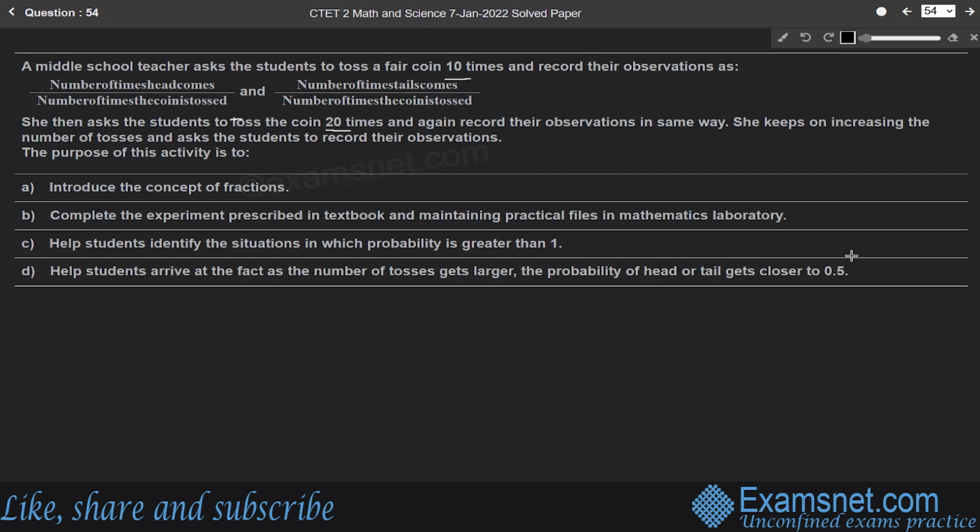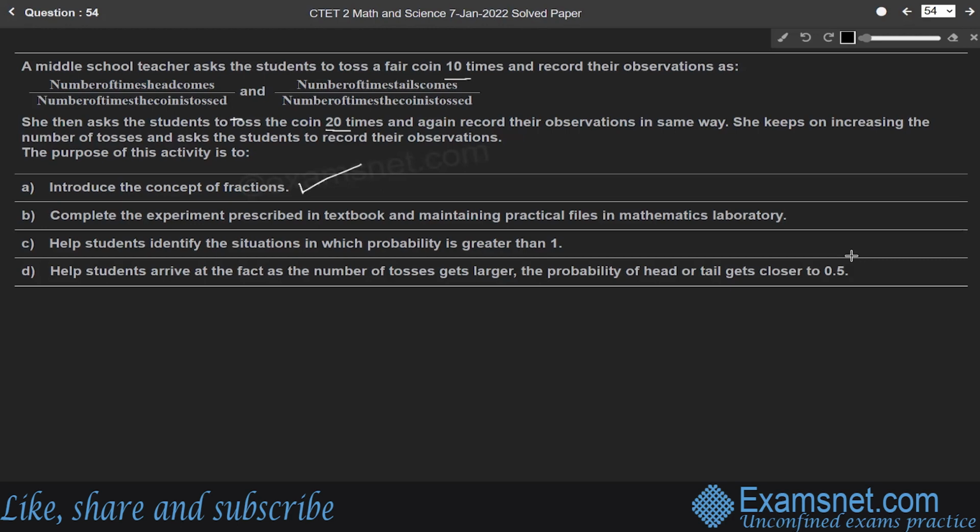The purpose of this activity is to introduce the concept of fractions, complete the experiment prescribed in textbook and maintain practical files in the mathematics laboratory, help students identify the situations in which probability is greater than 1, help students arrive at the fact that as the number of tosses gets larger, the probability of head or tail gets closer to 0.5. Here the correct answer is to introduce the concept of fractions.